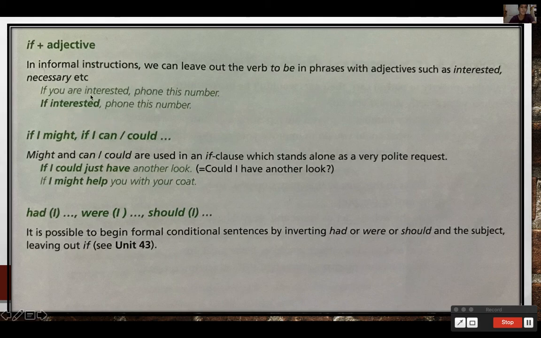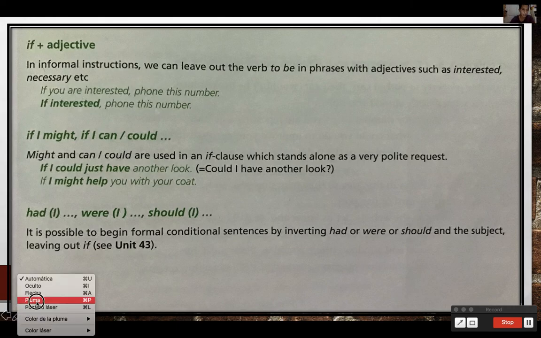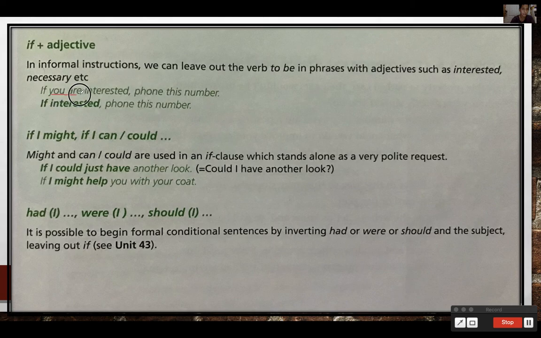In this case, if you are interested, phone this number. Okay, what are we all doing over here? We are dropping the verb be. If interested, phone this number.